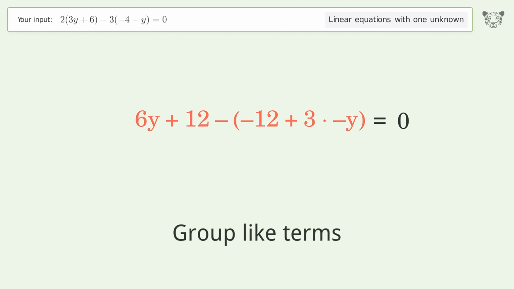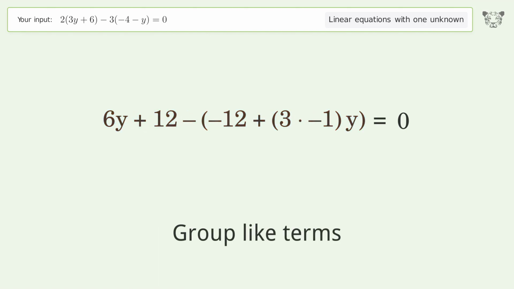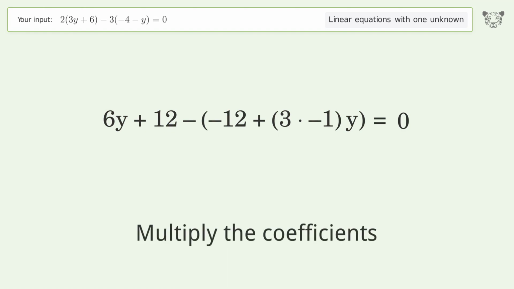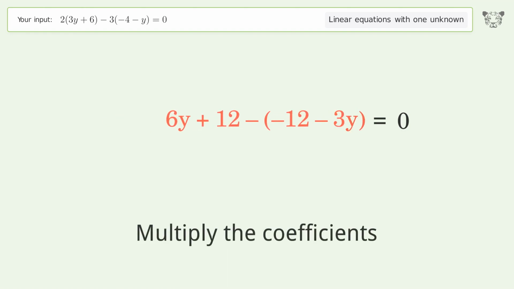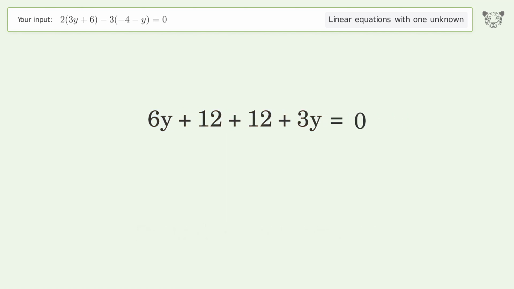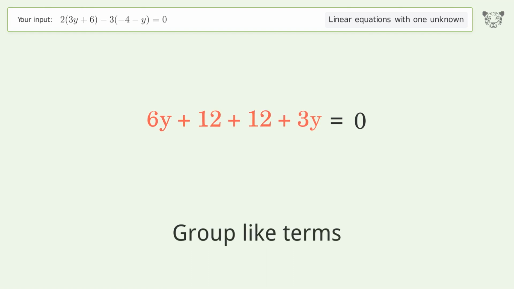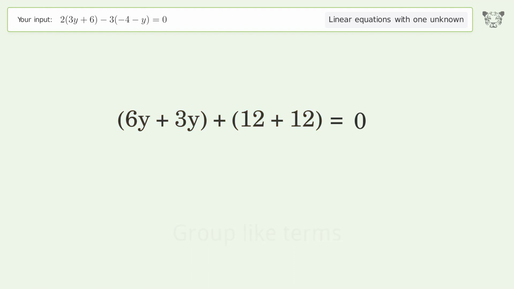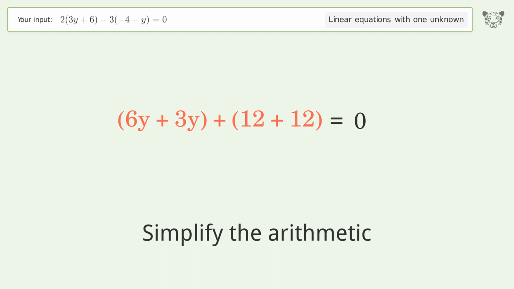Group like terms. Multiply the coefficients. Expand the parentheses. Group like terms. Simplify the arithmetic.